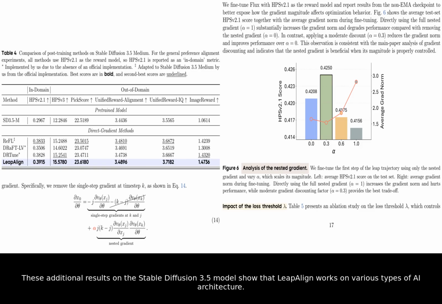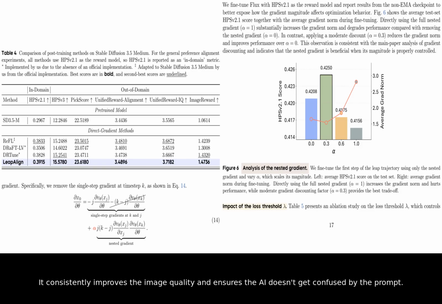These additional results on the Stable Diffusion 3.5 model show that LeapAlign works on various types of AI architecture. It consistently improves the image quality and ensures the AI doesn't get confused by the prompt. The method is robust and generalizes well to different training sets and reward systems.